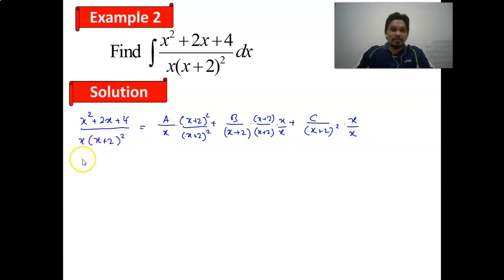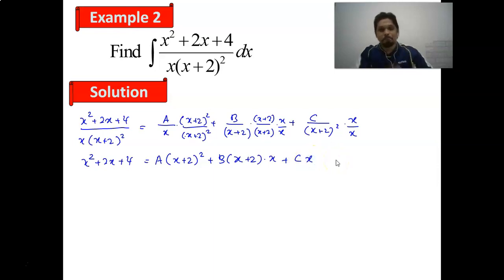So then here now, x² + 2x + 4 equals A(x + 2)² plus B(x + 2) times x, plus C multiplied with an x. Okay, so which method are you comfortable with? Are we going to substitute with any value of x? Let's try another method.